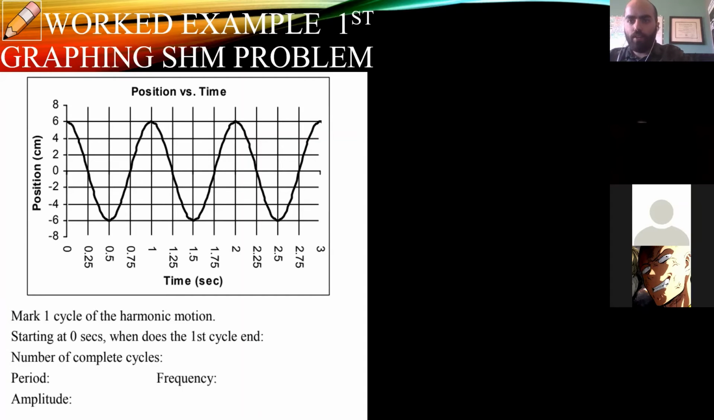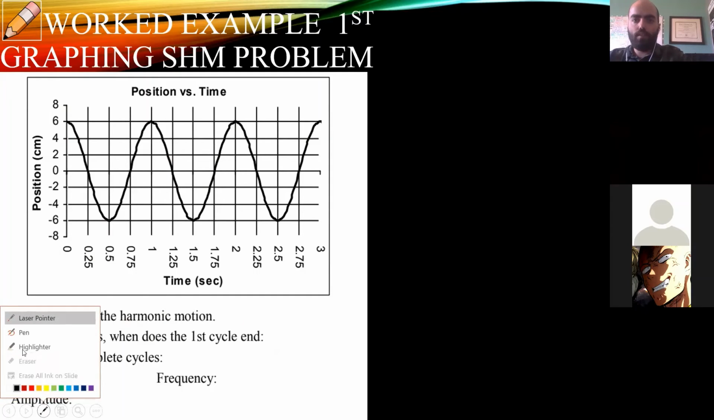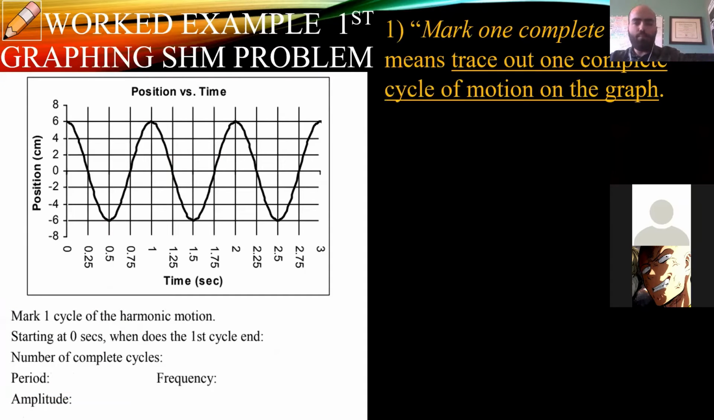So here's our graph, here are our questions. Let's just go through them in order. We're shown this graph, and the first thing they want us to do is mark one cycle of the harmonic motion. When they say mark one cycle, that basically just means, at least the way that I'm going to show it, I'm just going to trace a full cycle out on the graph. So one way that you can do a full cycle is going from a peak of one wave to the peak of the next one. So that's one cycle.